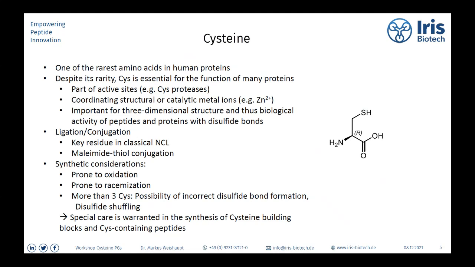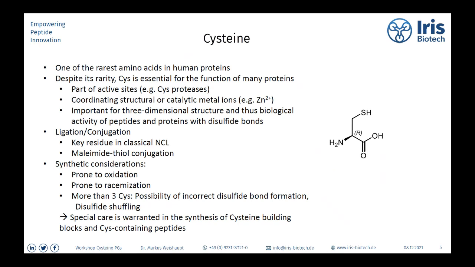So as is probably common knowledge, cysteine is one of the rarest amino acids in human proteins. In spite of this, cysteine is essential for the function of many proteins. It may be part of active sites, for example, in cysteine proteases. It may be coordinating structural or catalytic metal ions, the most common being zinc.